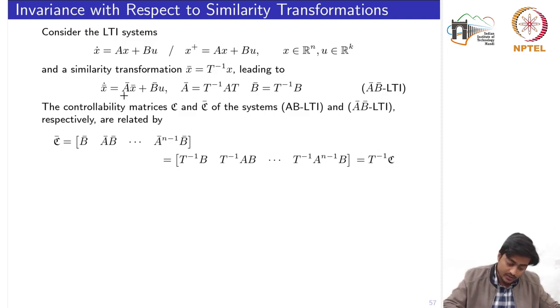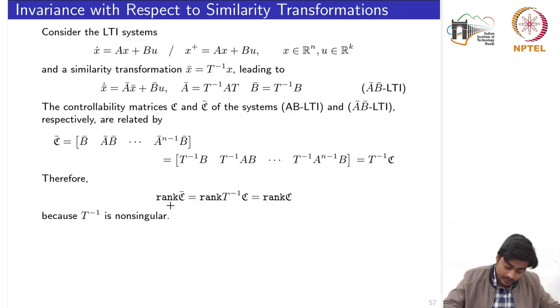Now the controllability matrices of the pair A bar B bar and of the pair AB are related again by this similarity transformation matrix T. And we know that T is a non-singular matrix. If the rank of this matrix, which is composed of matrices A and B, is full rank, that is, equal to n, then the rank of C bar would also be equal to n, because the multiplication of a matrix with a non-singular matrix does not change the rank of that matrix.